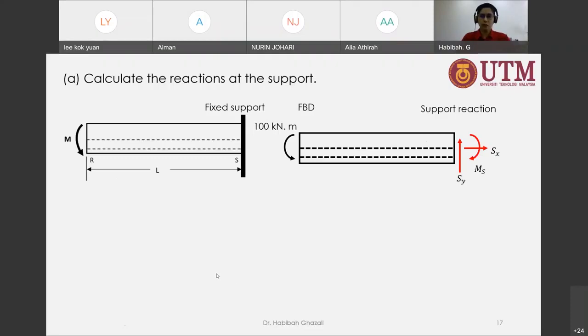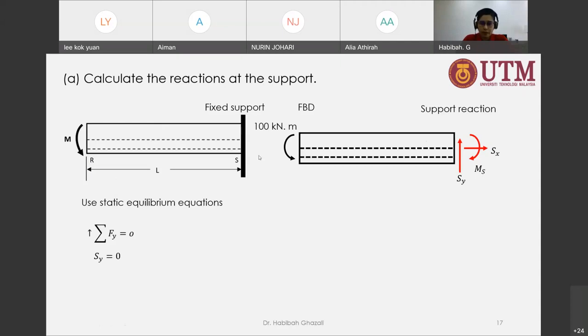So what do we use? We use the static equilibrium equations. We need the static equilibrium equations to sum forces in the X and Y directions, and also to sum moments at point S. First, I sum forces in the Y direction. As you can see, there is no external applied force going upward, so my Sy here would be equal to 0.